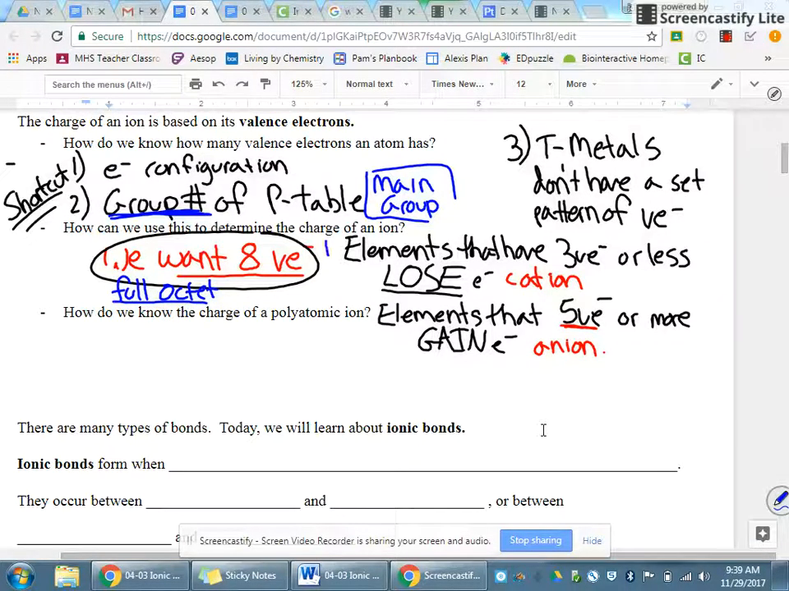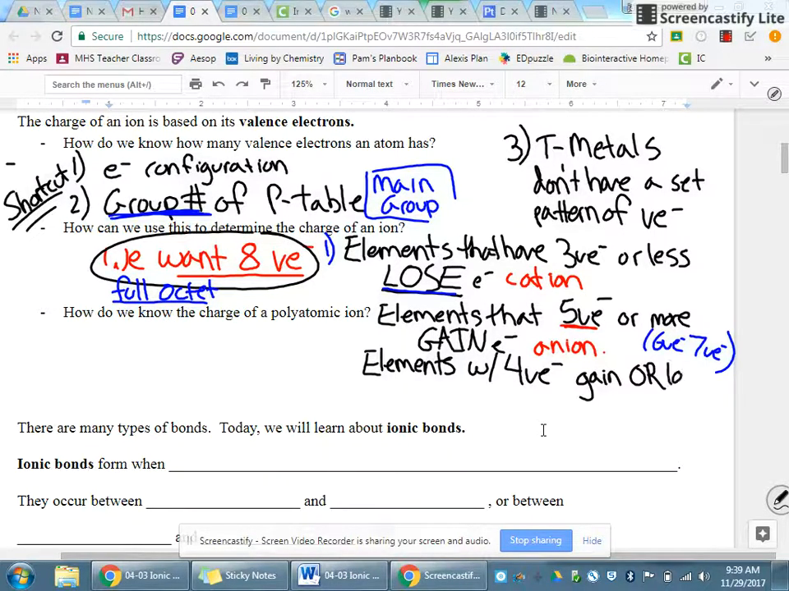Okay, so the first rule, elements that have 3 valence electrons or less will lose their electrons. So it will become a cation. Elements that have 5 valence electrons or more, so that's 6 valence electrons and 7 valence electrons, they will gain electrons. Okay, elements that have 4 valence electrons, they could gain 4 or lose. So they can flip-flop. They can be a cation or an anion.